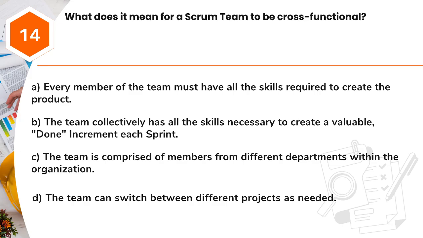Question 14. What does it mean for a Scrum team to be cross-functional? A. Every member of the team must have all the skills required to create the product. B. The team collectively has all the skills necessary to create a valuable, done increment each sprint. C. The team is comprised of members from different departments within the organization. D. The team can switch between different projects as needed.